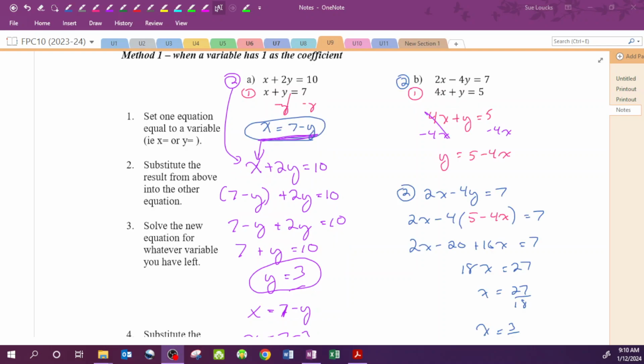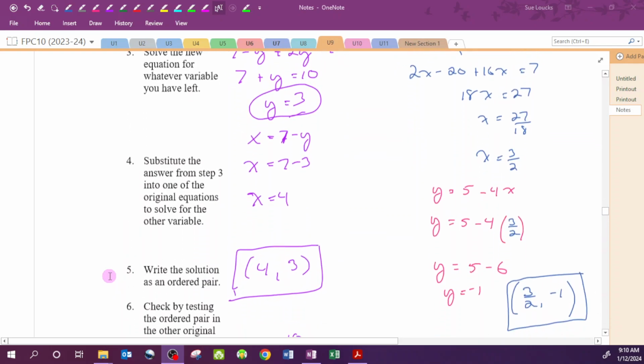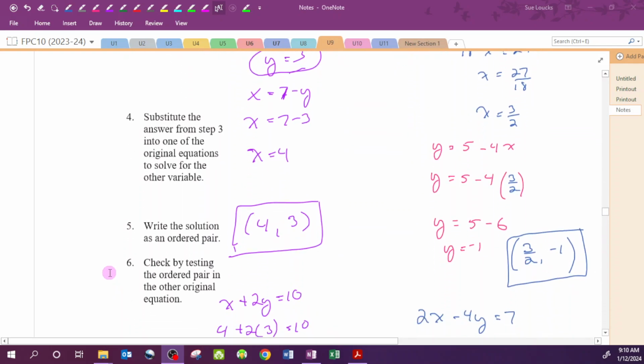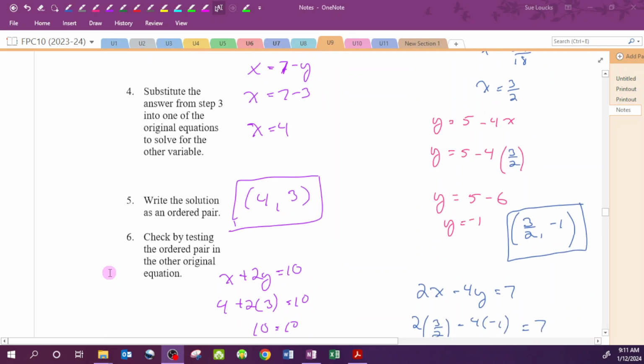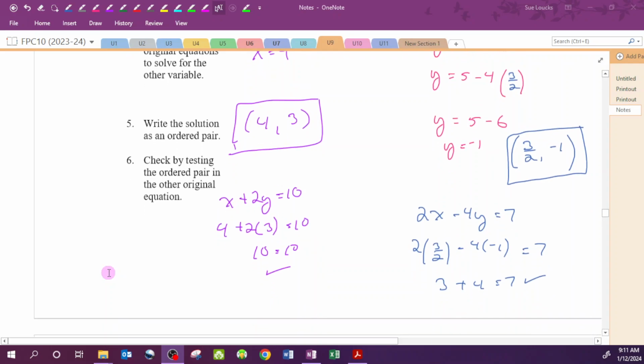All right, here's the work for the second question. I'm just going to scroll through it, and you can pause it so you can see the whole thing. There's my solution, 3 over 2, negative 1. X is 3 over 2 and y is negative 1. And there's my checking it.